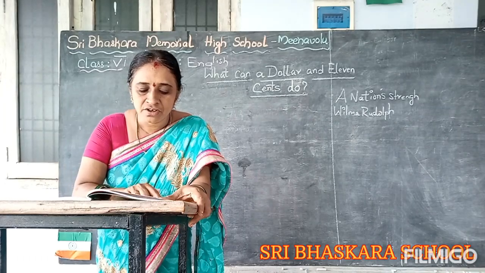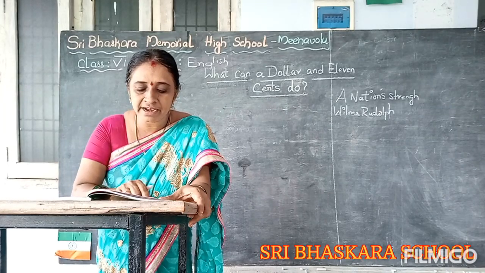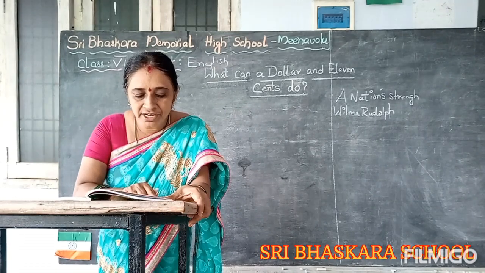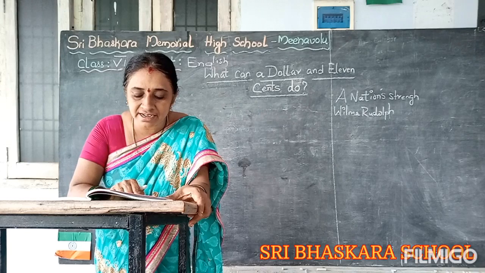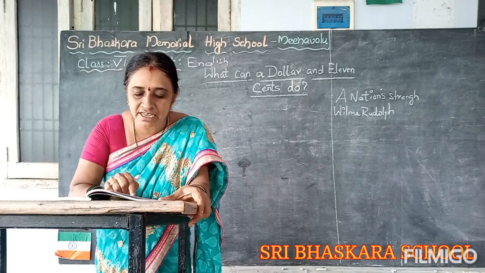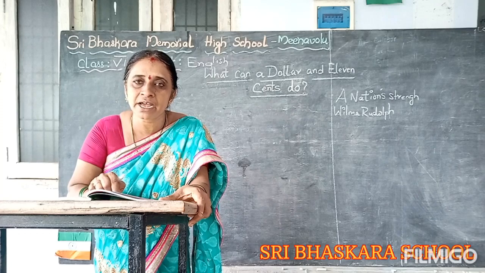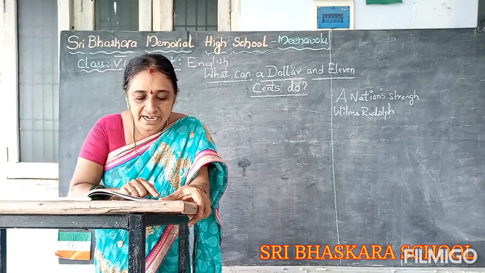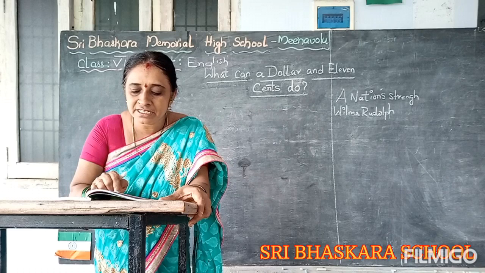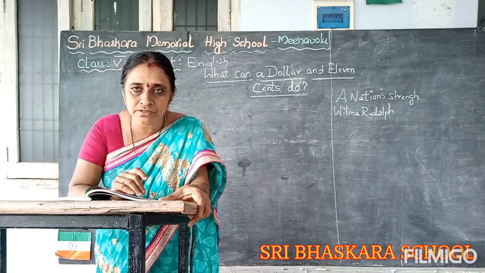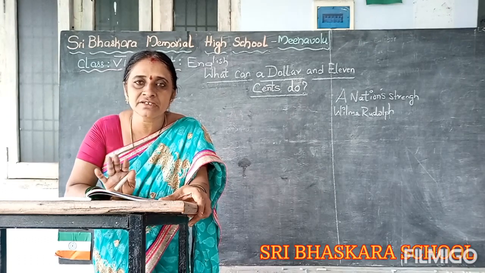Next paragraph. "We don't sell miracles here, child. I am sorry." What did the chemist tell? "We don't sell miracles here," the chemist said, smiling sadly. The chemist is smiling sadly at the little girl. Sadly means sadly, smiling sadly, looking at her with sorrow. What did he say? We don't sell the medicine.